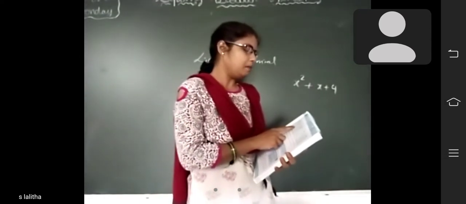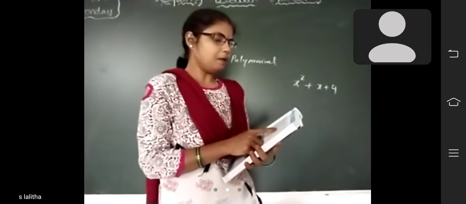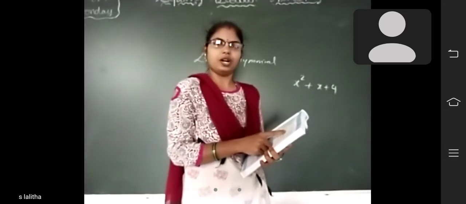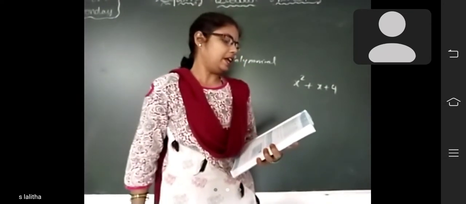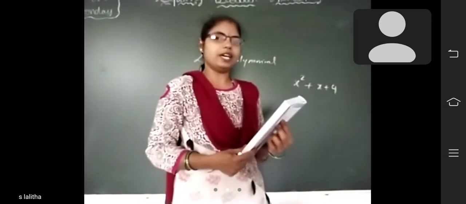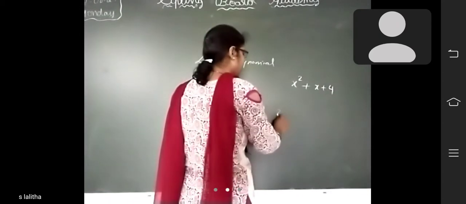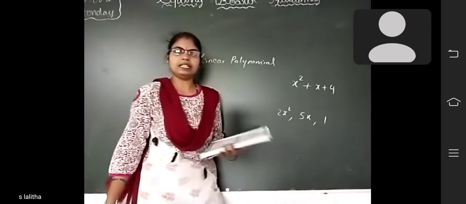Next, number of non-zero terms. How many? 2. What is the name of the polynomial? Binomial. 3x plus 5. What are the terms? 3x and 5. Next, 3 terms. Name of the polynomial is trinomial. Example: 2x square plus 5x plus 1. Here what are the terms? 2x square, 5x, 1. These are the 3 terms.